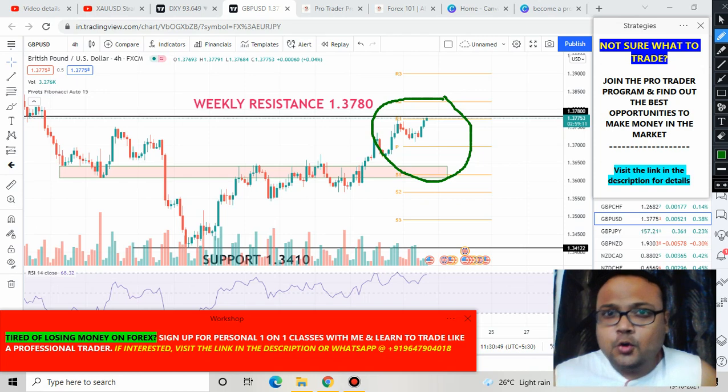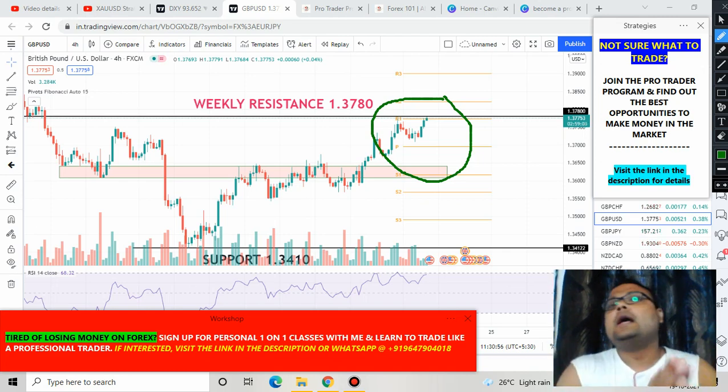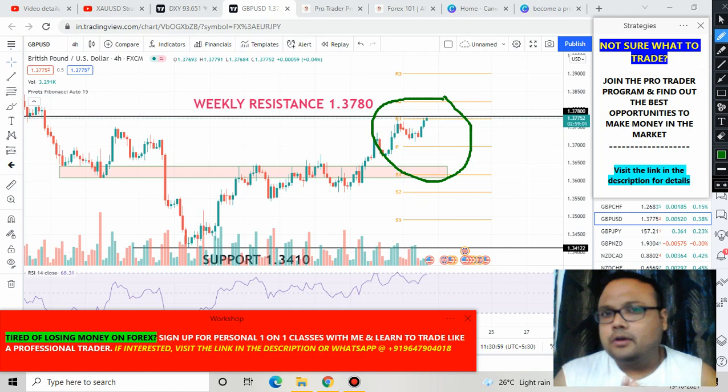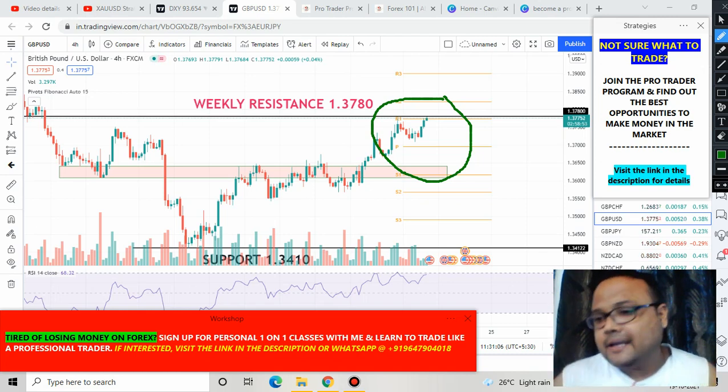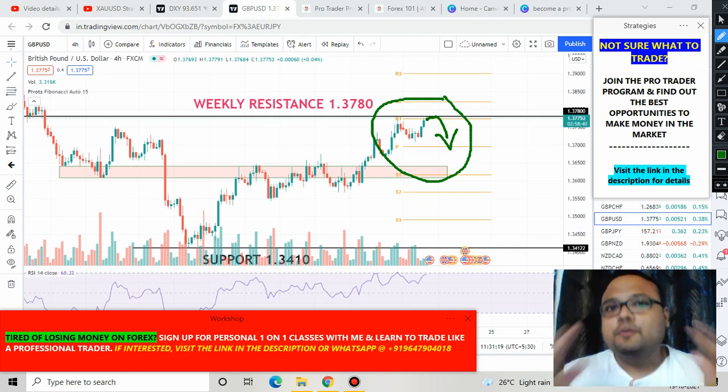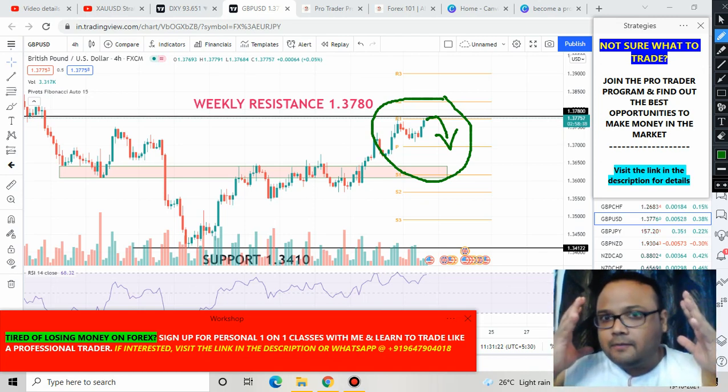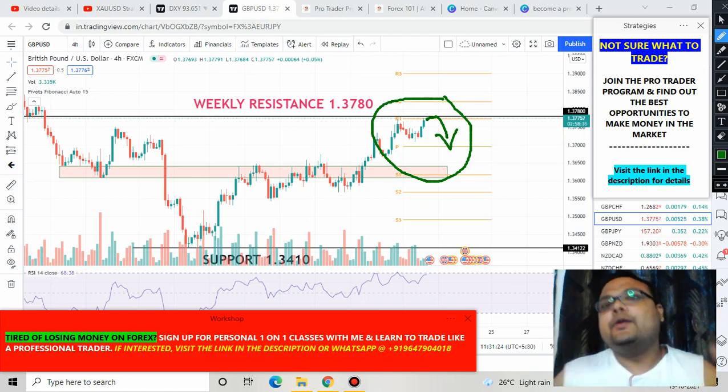As we all know, resistance means the place of sellers, and whenever we get a support or resistance level from the weekly chart, they are very strong. Generally we see that they are quite strong. So as per our general understanding, the market should reverse from the weekly support or resistance. But keep in mind one thing always: support and resistance levels are not permanent. In case of good buying or selling pressure, it breaks the level as well.